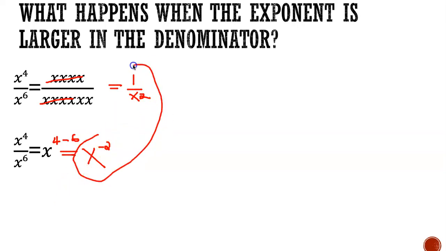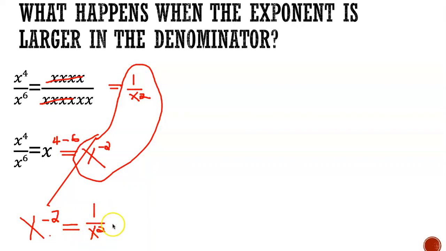So this is another important point here. A negative exponent is the same as taking the reciprocal of that, and then the exponent becomes positive.